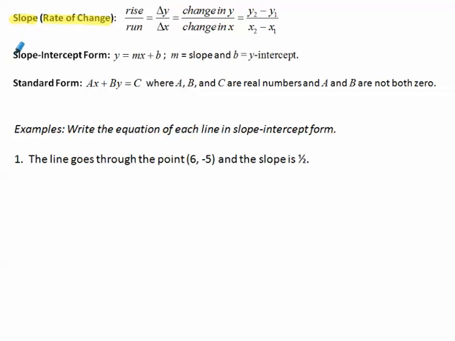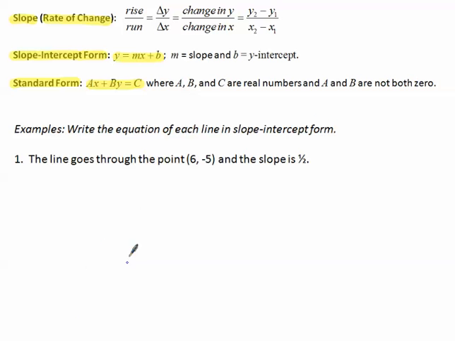Let's also recall what is slope-intercept form. That is y equals mx plus b, where m is the slope and b is the y-intercept. And then recall standard form. That is ax plus by equals c, where a, b, and c are real numbers, and a and b are not both 0.